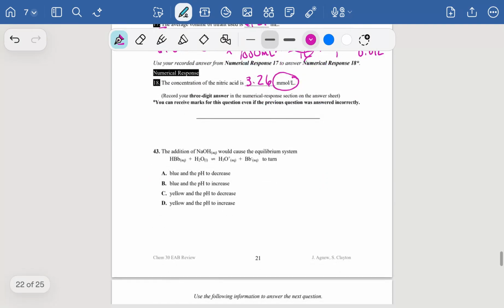Question number 43 is another one about NaOH being added to our system. If NaOH was added, because you can't see it directly added, we can split it up into its ions.